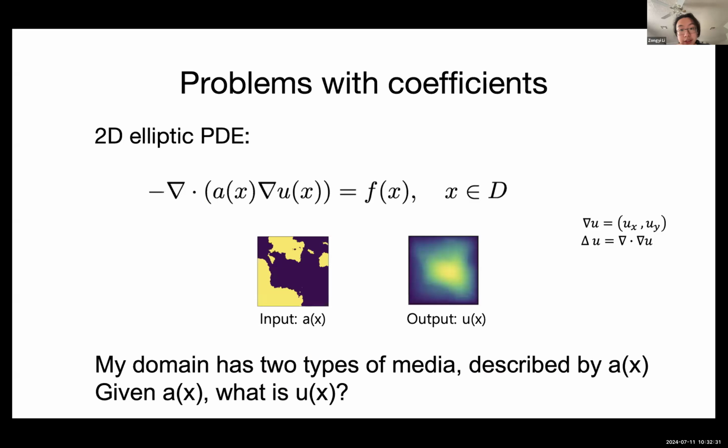There are also coefficient problems. Given different types of material containing two types of media, we can solve for the pressure field on this domain. In this case, the input is the coefficient function A and the output is the solution function U. In many cases, we can convert such a problem into an input-output map, and we can solve it with a standard supervised learning setting.